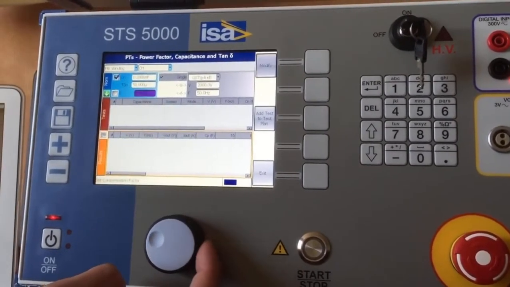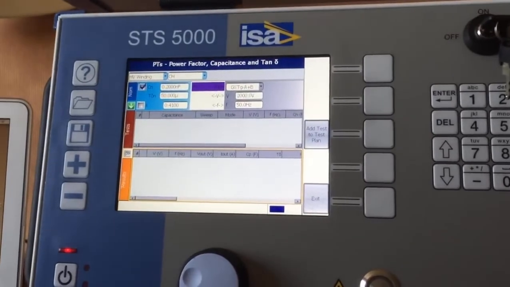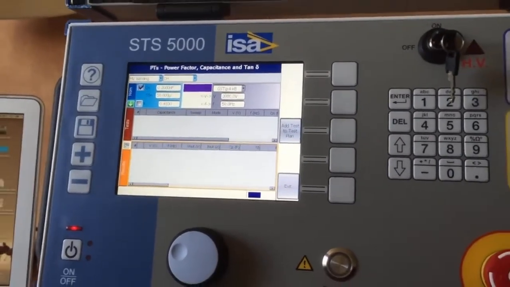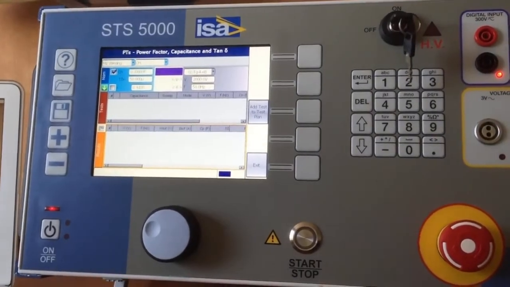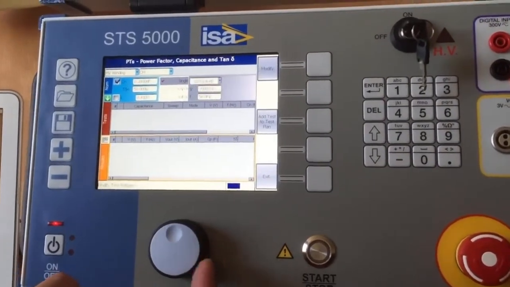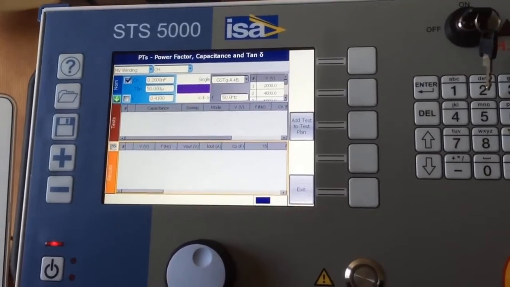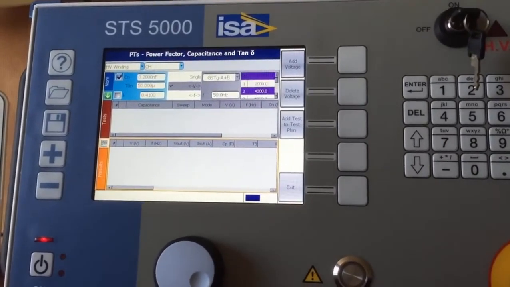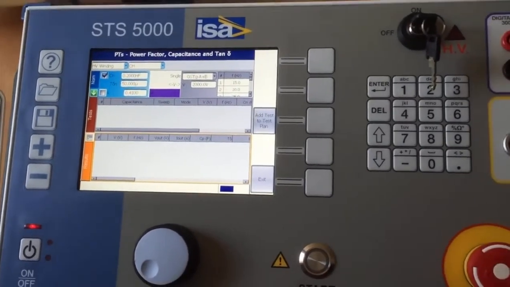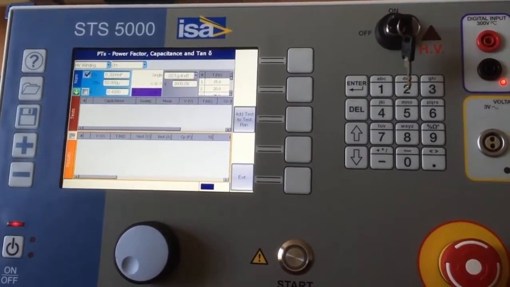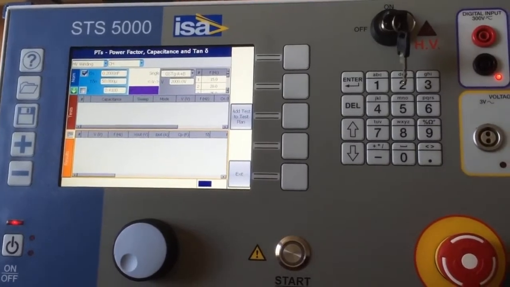So here you can see first of all that you can do only a single shot, which means let's say 60 Hertz and 10 kilovolt. But if you get a result which is not satisfactory, you can do a sweep, a voltage sweep or a frequency sweep, which gives you a much better idea if this device is really okay or not. Is this insulation good or is it compromised?